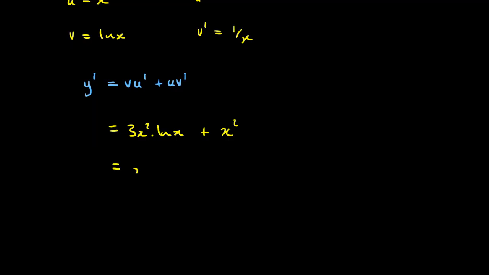Now I'm going to factorize this. I'm going to factorize out x squared. I get 3 ln x plus 1. Okay, so that's my derivative.